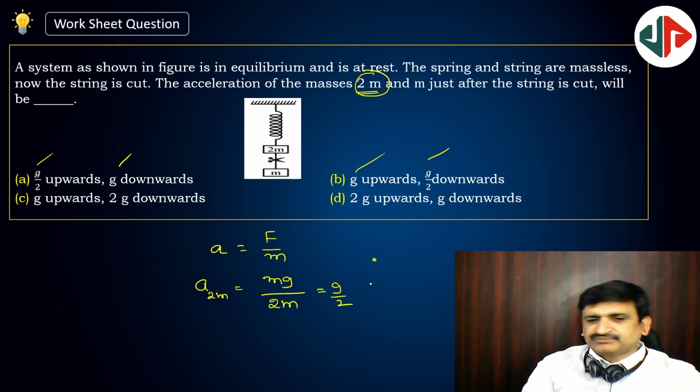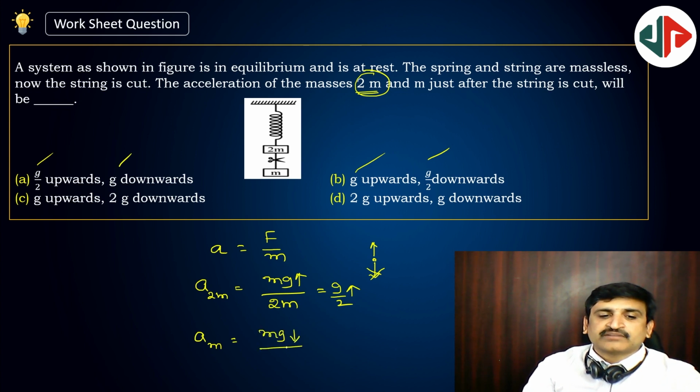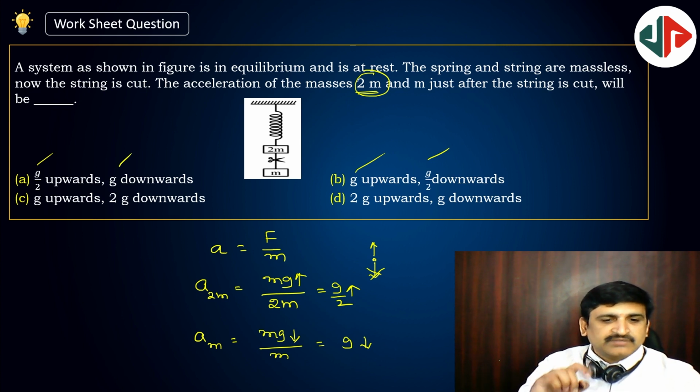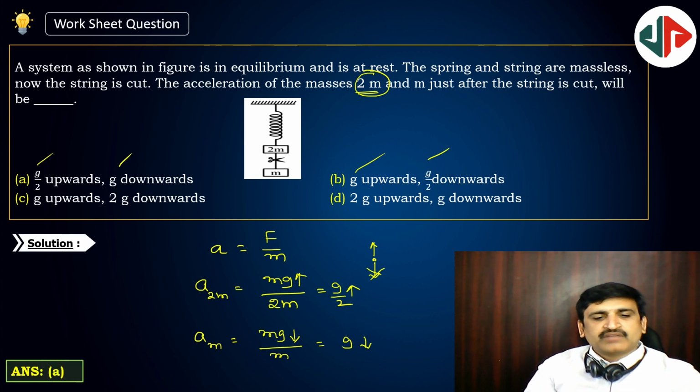Here mg is there, so it was balanced. If it is removed, the unbalanced force is in the upward direction, so the acceleration will be upward. Next, the acceleration of m. The unbalanced force is mg, which is acting in the downward direction, divided by m. So that will be g in the downward direction. So first g by 2 up, next g down. g by 2 up and g down.